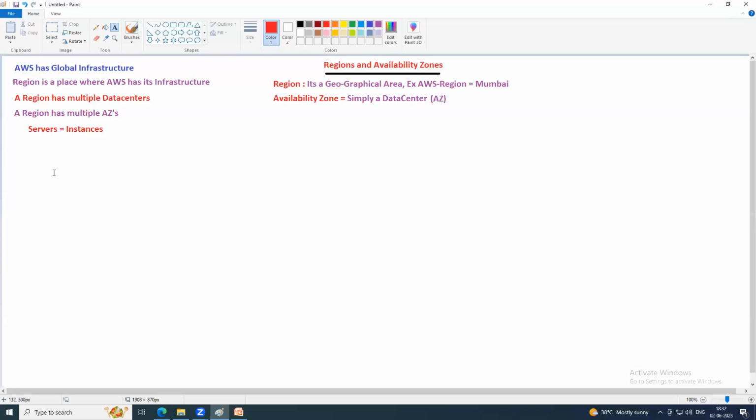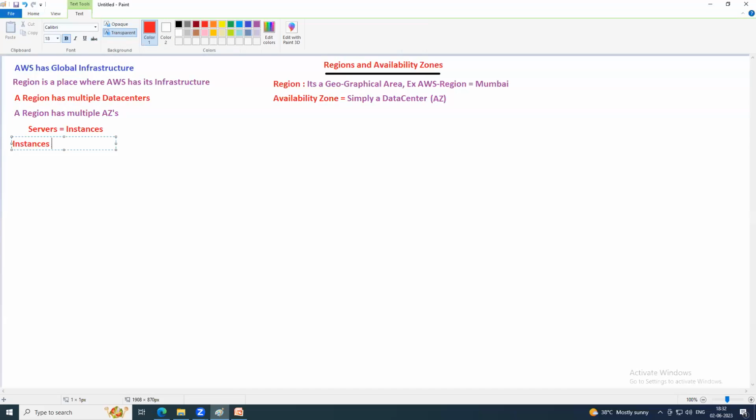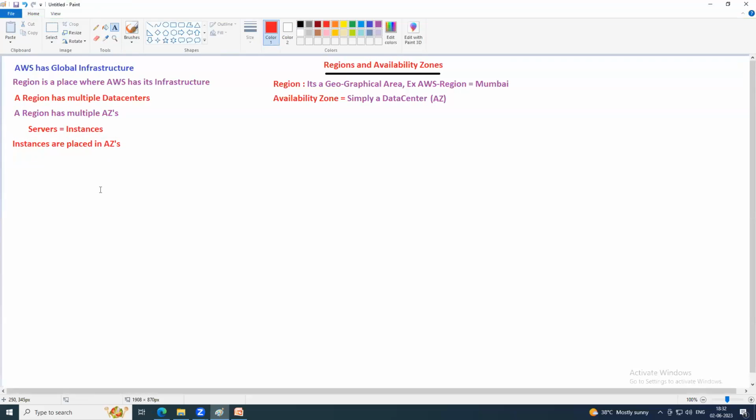So eventually, when you go and create servers, or create EC2 instances, where do you place these EC2 instances? In availability zones. Getting it? I'll write it here. Instances are placed in availability zones. Getting it? Slowly, smooth as butter. Nice.